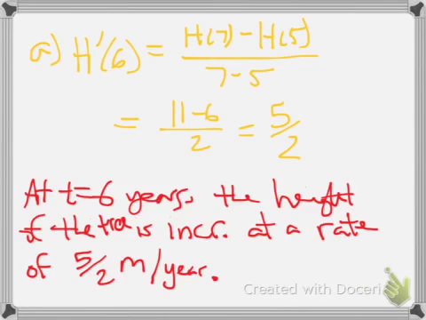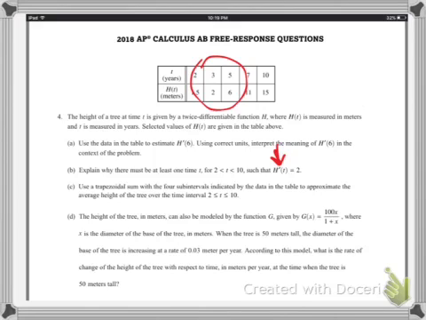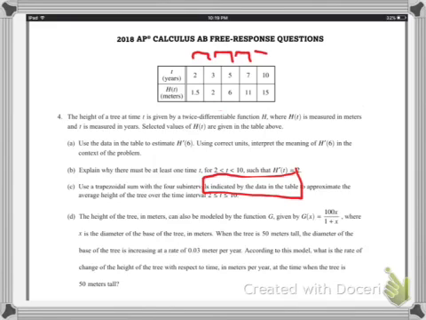Okay, let's move on to part C. Part C has us use a trapezoidal sum with 4 subintervals indicated by the data in the table. This means we don't use the same delta x. We have to use the data indicated by the table, so we use the widths according to each subinterval. My first subinterval is going to have a width of 1, then 2, then 2 again, and then 3. Those are all the widths that we have over those subintervals.